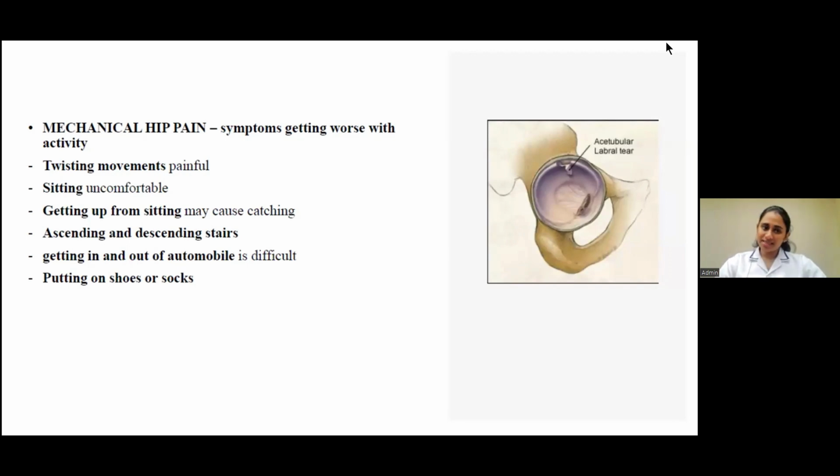Ascending or descending stairs is going to be painful, and the same goes with complete hip flexion and coming into complete hip extension. That includes getting in and out of an automobile, it can be an auto rickshaw or even a car. And even putting on shoes, chappals, or socks can be painful.